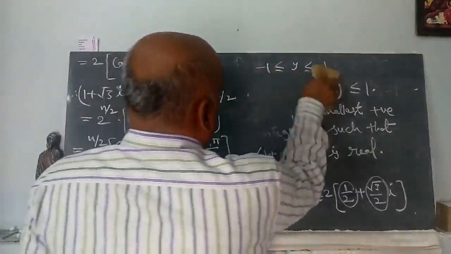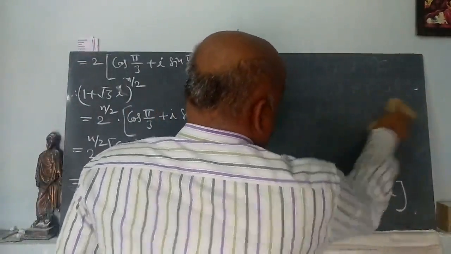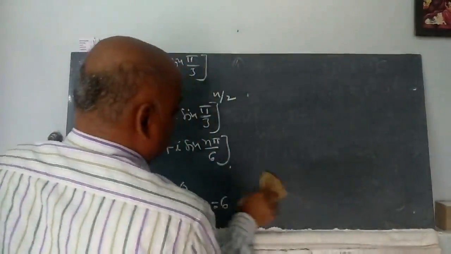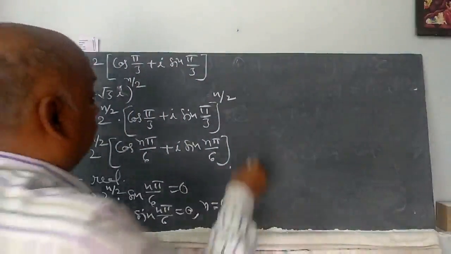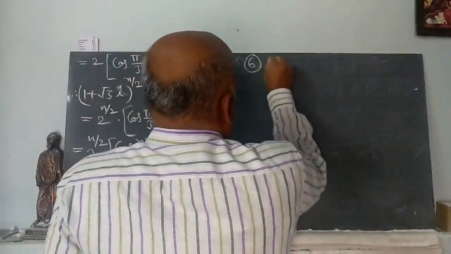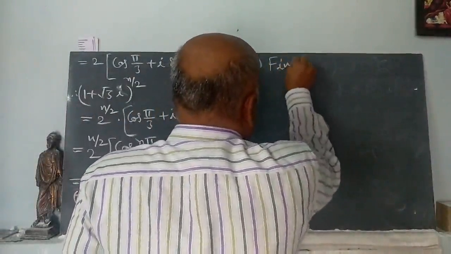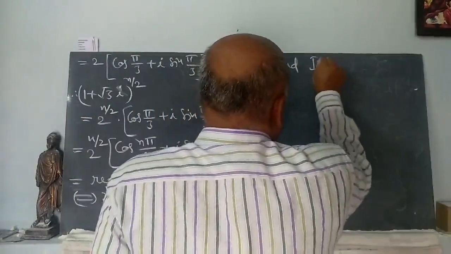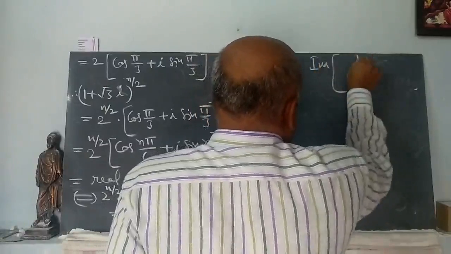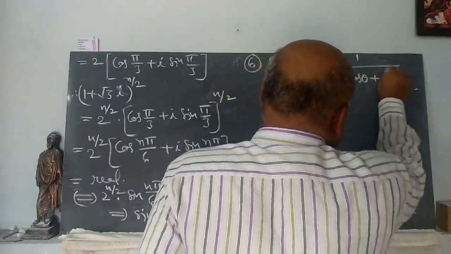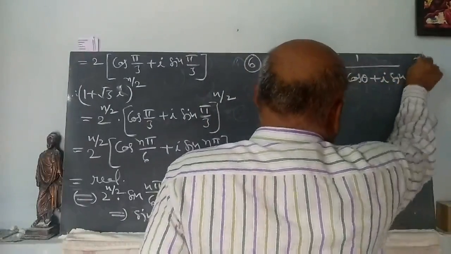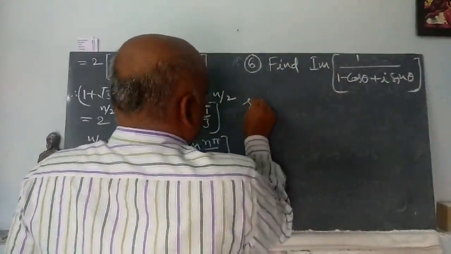Next, sixth problem. Find the imaginary part of 1 by 1 minus cos theta plus i sin theta. Solution.